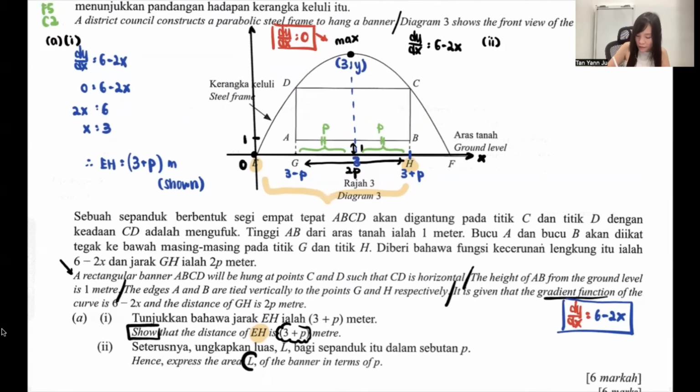So express the area L. So don't put A, okay? The L is called area. So they will find the area of the banner, okay, in terms of p. So guys, you're going to find the area of the banner, they call it L.